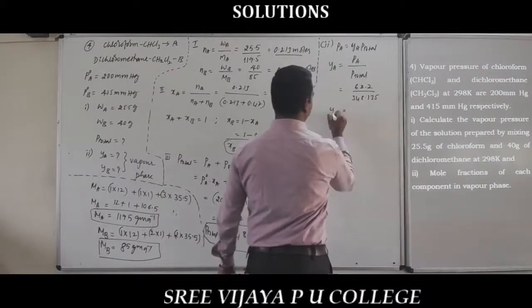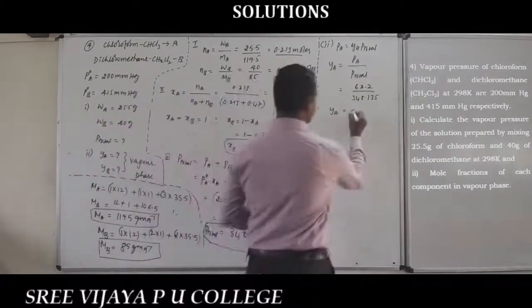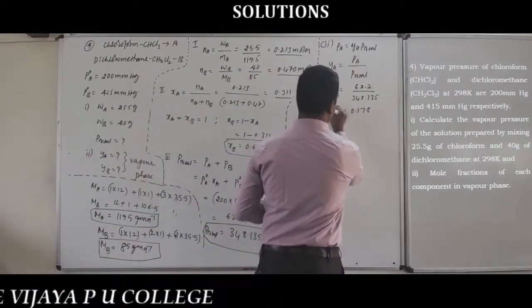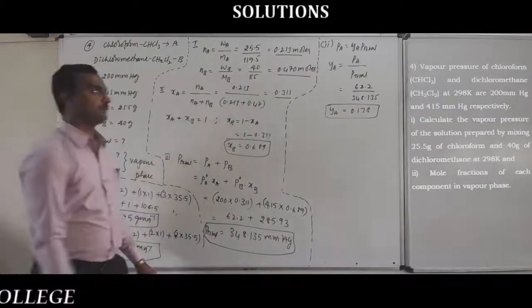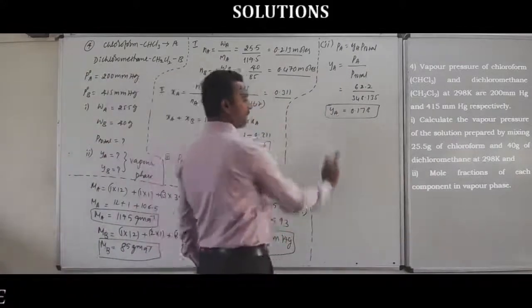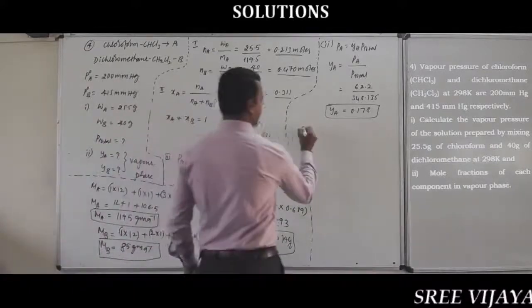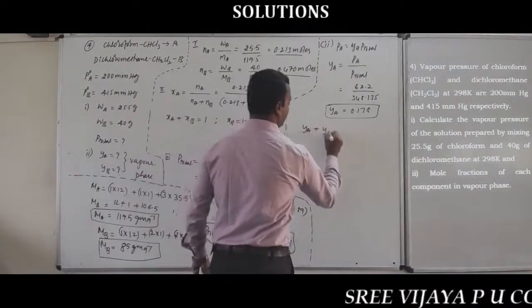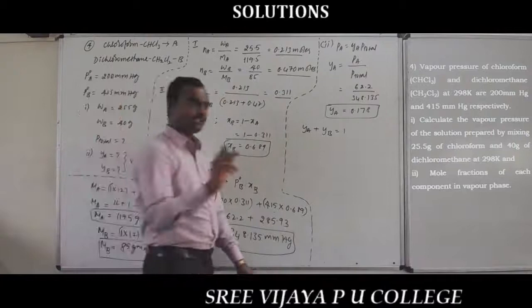348.135. So therefore, what is the value of Ya? So Ya is equal to 0.178. That is the mole fraction of component A in vapor phase. So once you know the mole fraction of one component, you can calculate the other component. That is Ya plus Yb is equal to 1. That is, the sum of the mole fraction of all the components in the solution is always equal to 1.